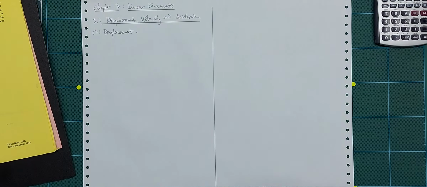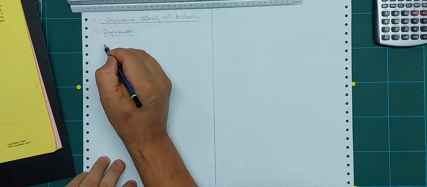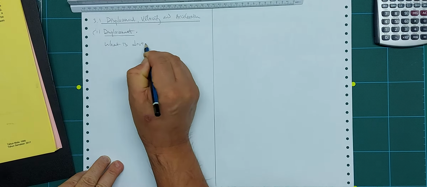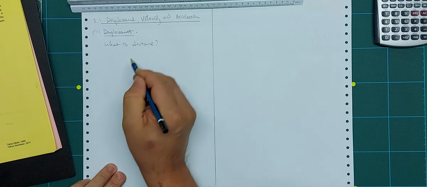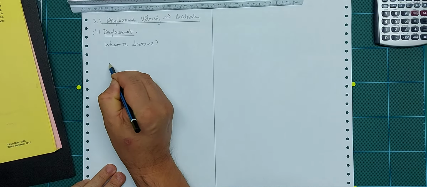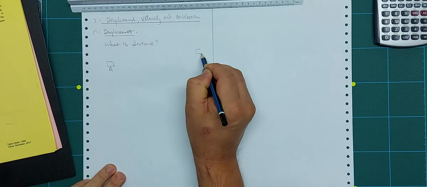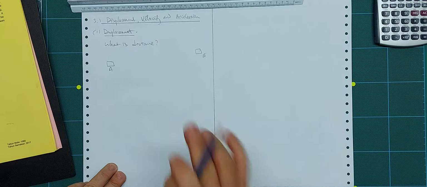What is displacement? Before we look at displacement, there is one friend of displacement, which we will call distance. So first, look at distance. Let's assume you have two points, two towns. Town A, and then we have town B somewhere around here. And there is a road connecting town A and town B. No other road, there's only one road.